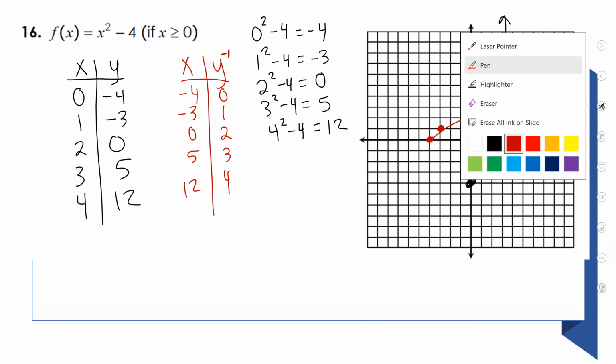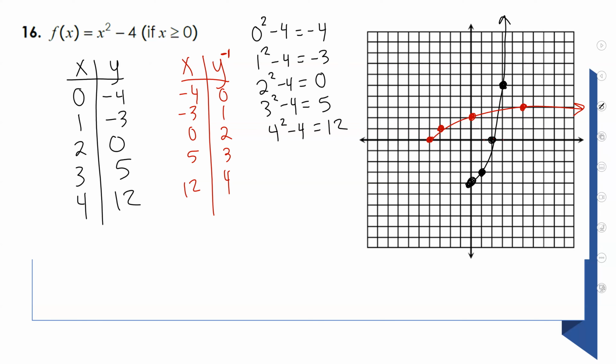Notice that these reflect across the diagonal line, y equals x, just like all inverses do. So that is the inverse.